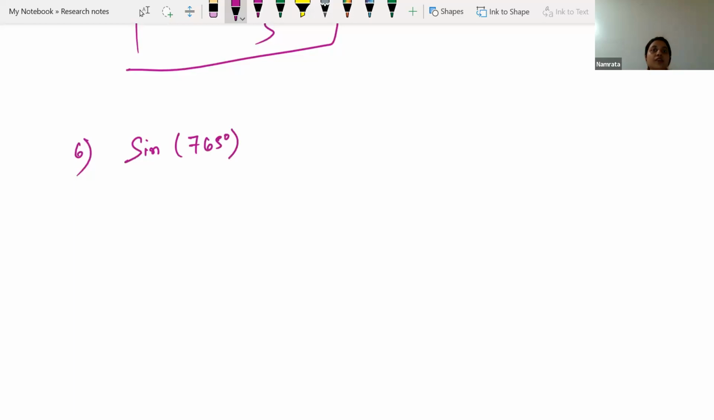How can we find the value of sin 765 degrees? In trigonometric ratios, you have learned the values at 0, 30, 45, 60 and 90 degrees, right? But how is it possible to find the value of 765 degrees?